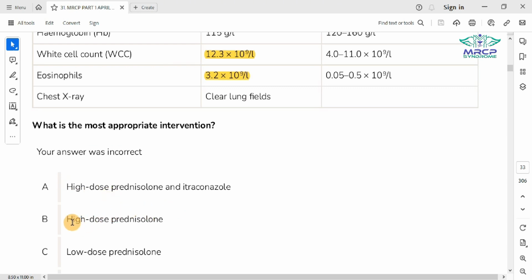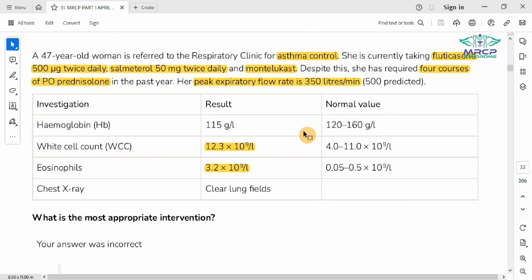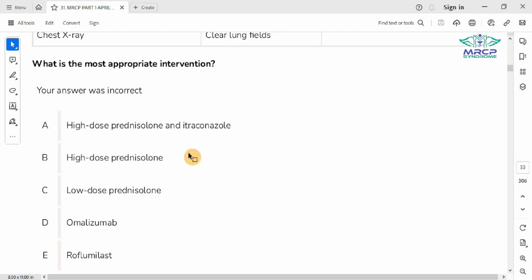And if we consider the high dose prednisolone, this is given in case of EGPA, but the patient does not have the features of vasculitis or mononeuritis multiplex, so CSS is also less likely.